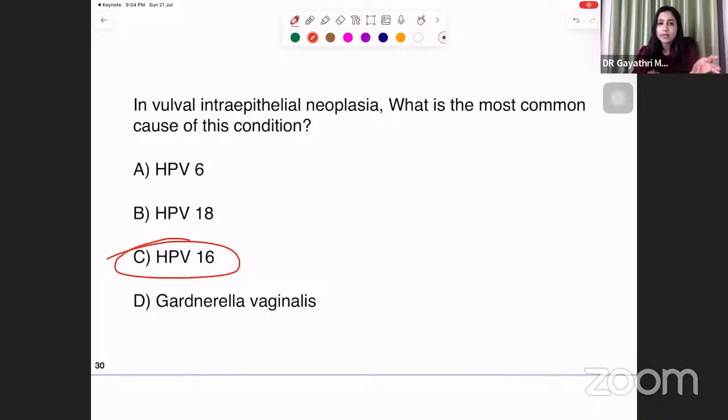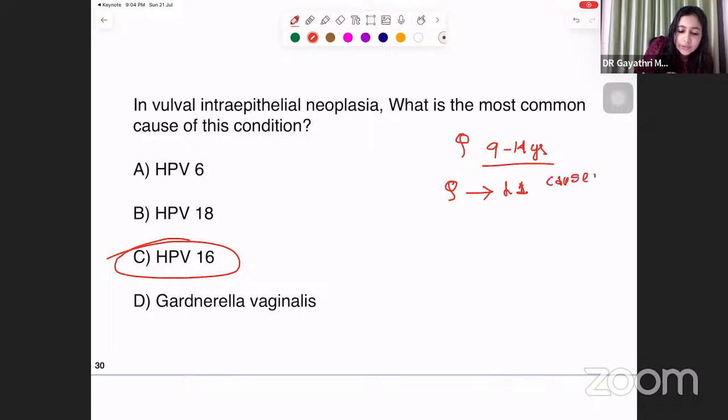You have bivalent vaccine, quadrivalent vaccine, and even the nonavalent vaccine. Your bivalent vaccine is known as Cervarix, the quadrivalent vaccine is Gardasil, and the nonavalent is Gardasil 9. What is the preferred target age group where you will give the vaccine? It is 9 to 14 years. How is the vaccine prepared? The vaccine is prepared from the L1 capsid antigen.